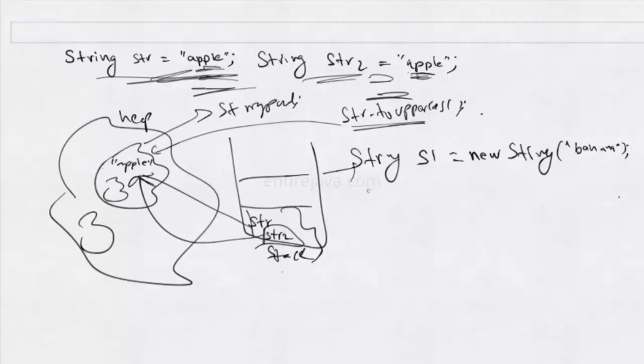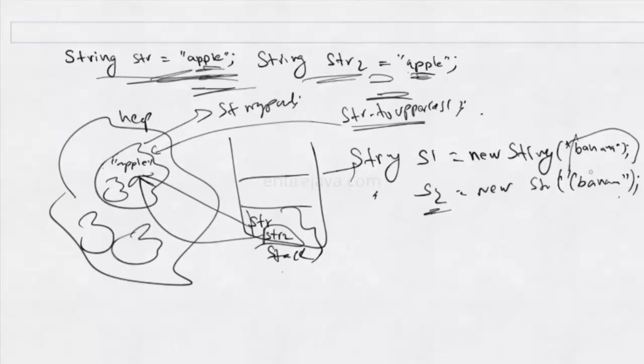Now let's say we have another statement, the exact same statement but with a different name. New String, say banana, ignore the typo. Now this will create another object inside the heap memory. So although the strings are the same in this case, two different objects would be created in the heap memory.